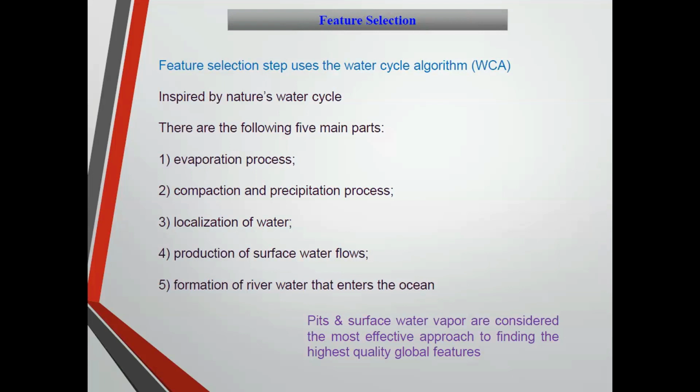So fluids means this is the lower layer, and surface means this is the upper. So that's why the fluids and surface layer, fluids and surface water vapor, are considered the most effective approach to find the highest quality global features.